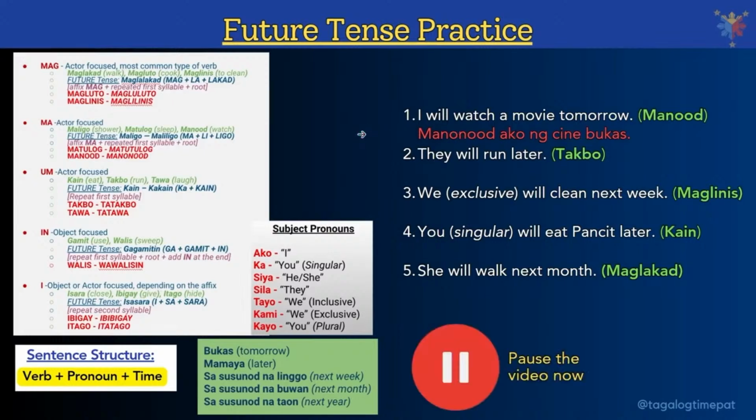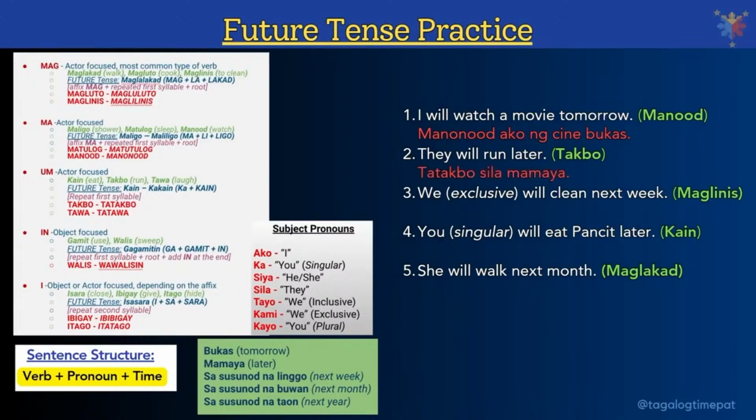So you give it a try. You can pause the video now if you need. You do numbers 2 through 5 and we'll go over them in just a bit. All right, let's start with number 2. They will run later. Takbo means to run. Tatakbo sila mamaya. Tatakbo sila mamaya.